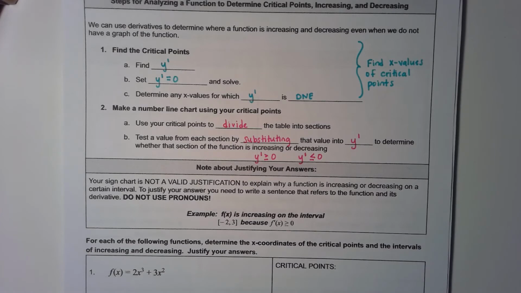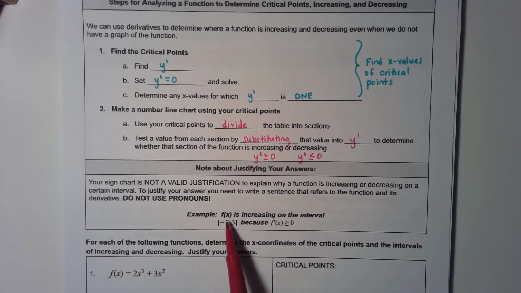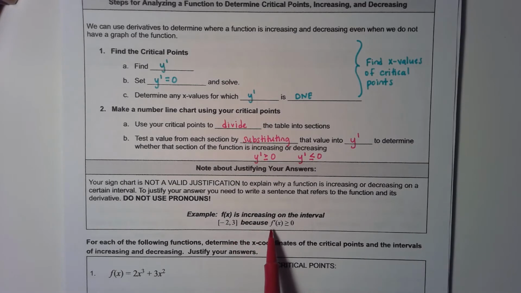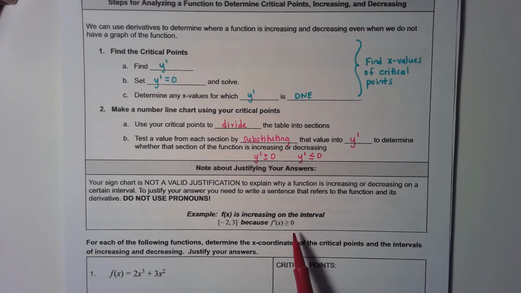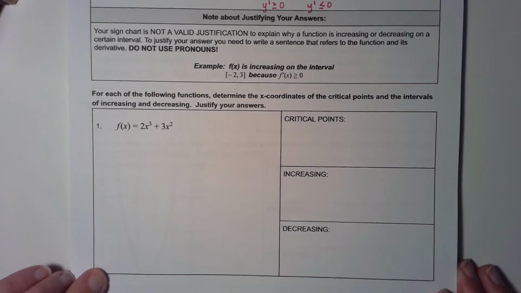For example, you could write something like this: f of x is increasing on the interval from -2 to 3 because f prime of x is greater than or equal to 0. So you'll notice that we actually use mathematical symbols here, and we do not use pronouns. You're not going to say because it is positive or the graph is uphill. You need to use mathematical terminology. So f prime of x is greater than or equal to 0 would be your reason here.